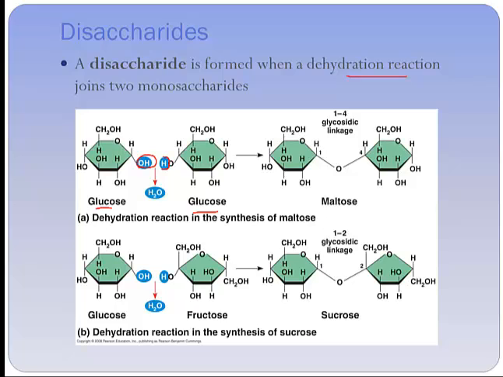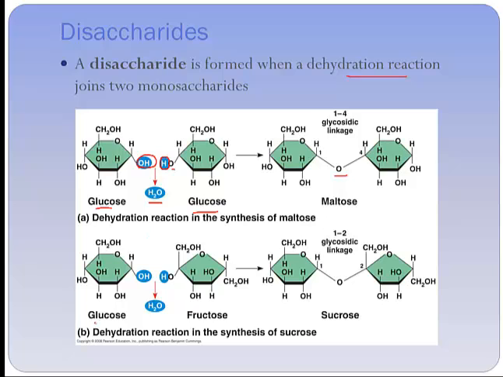hydrogen from this molecule, and what do we get? We get H2O, right? Two hydrogens, one oxygen. So we're removing water, which is why it's called a dehydration reaction. And then what's left behind is an oxygen. So this oxygen now joins those two molecules together. And that's what creates disaccharides.